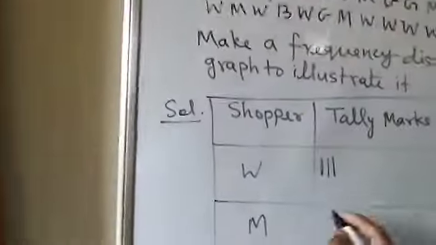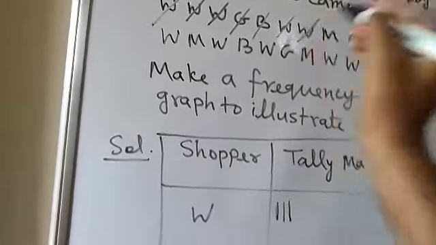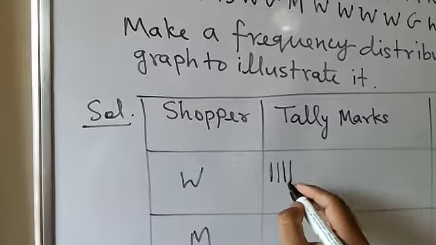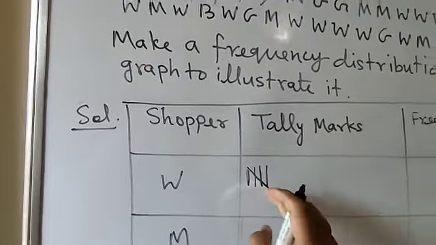Now G is there, so I am going to cut, and in the G section I am going to draw one tally mark. Again B, so here I am going to draw one tally mark in B. Now 2W is there, 1, 2, and if it is 4, so all of you know that after that you need to cut it for the 5th.